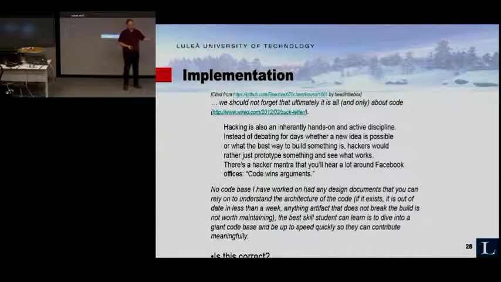So the code wins arguments. Rather than sitting debating, can we do this? Shall we make a design? They delivered working code. I agree that's definitely efficient. I agree that in some cases it definitely works. And I definitely agree that this person has a point.